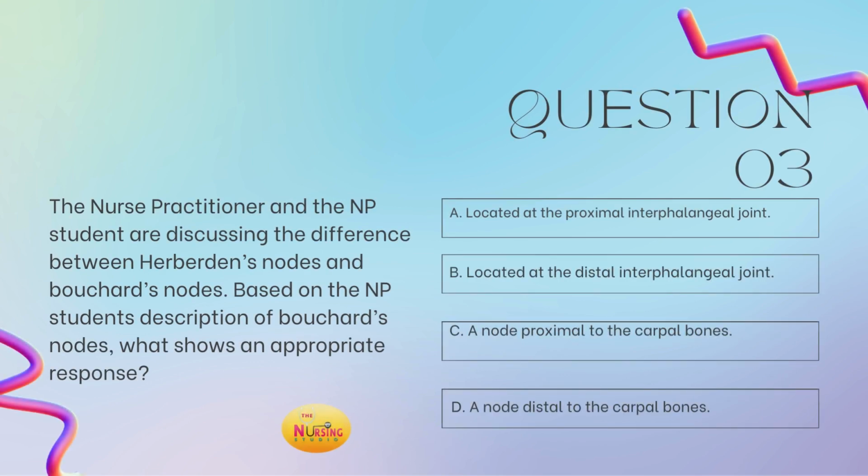All right, and lastly, question number 3 for today. The nurse practitioner and the NP student are discussing the difference between Heberden's nodes and Bouchard's nodes. Based on the NP student's description of Bouchard's nodes, what shows an appropriate response? Is it A, located at the proximal interphalangeal joint, B, located at the distal interphalangeal joint, C, a node proximal to the carpal bones, or D, a node distal to the carpal bones? Take a moment to let me know what you got in the comments.